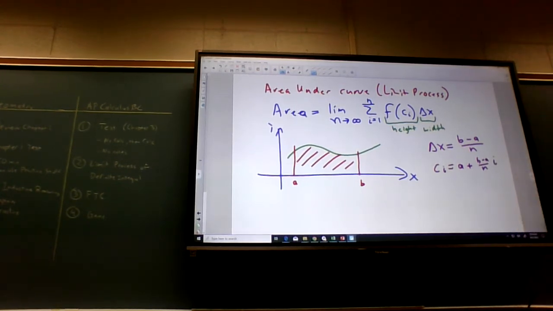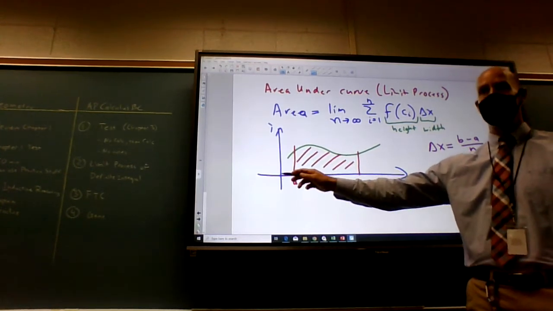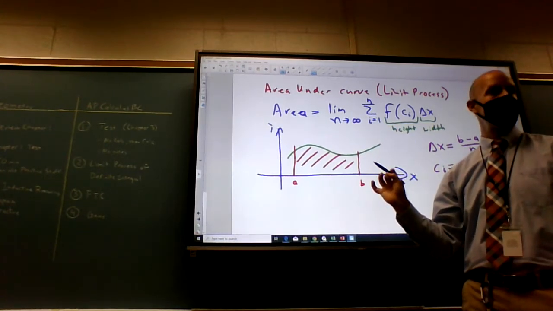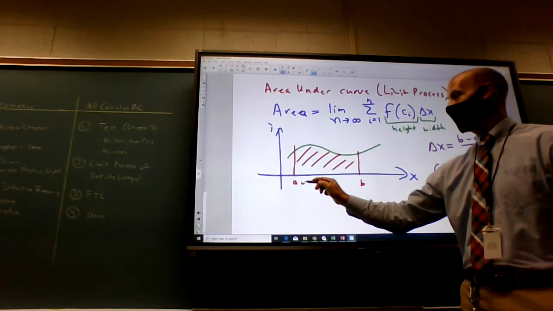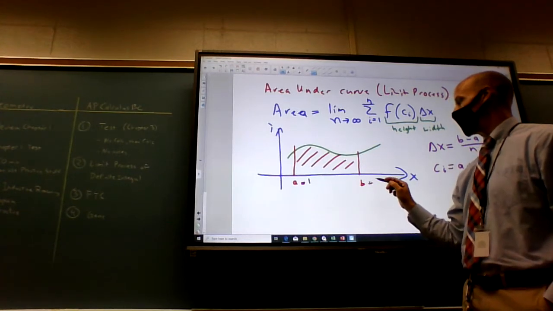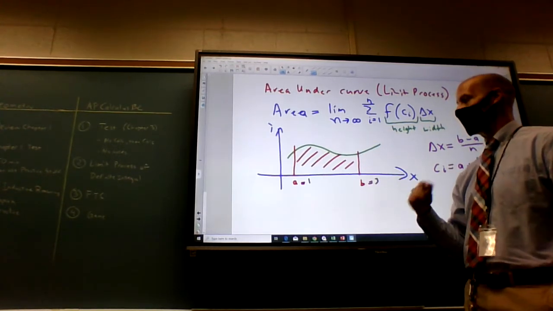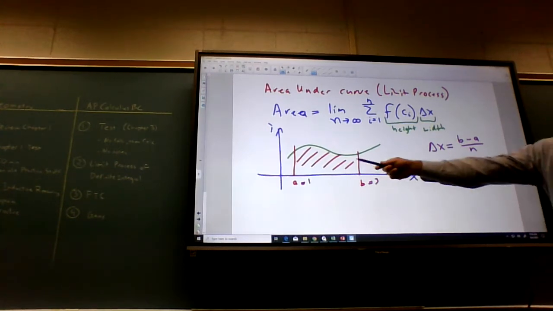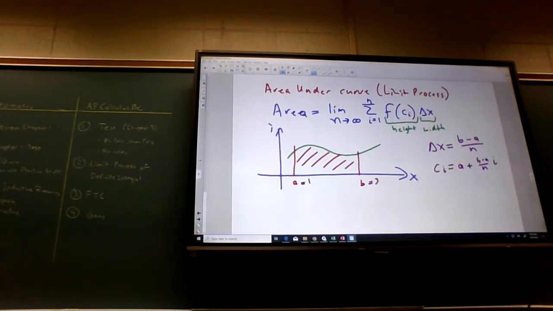In fact, last year when I did this, I always said that we're going to start at 0, right? I'm telling you this year it may not start at 0. Like in this case here, we could say maybe A is at 1 and then B is at, I don't know, 3 or something like that. Okay, so what would delta x be in this little example I drew? 2 over n.